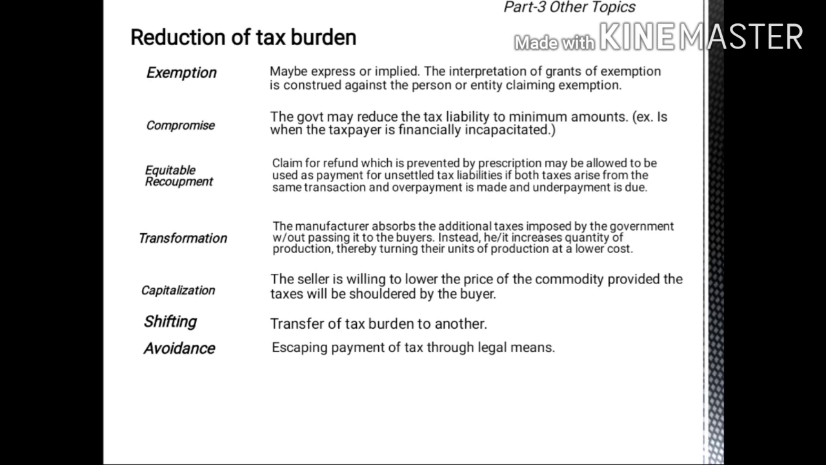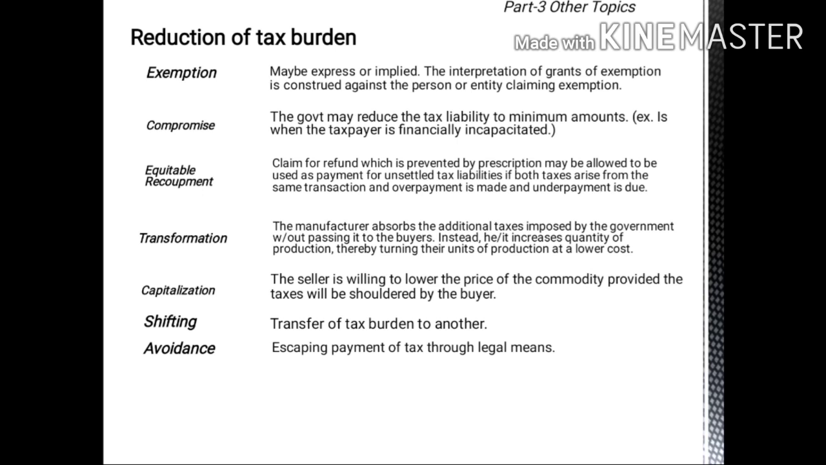Another example is ang estate or ang imong kayamanan. Pag mamatay ka, imong kayamanan, taxa na, your estate. So para gamay ang tax, gamayan nimo imong estate. How do you do that? Ayaw i-append og butang sa imong estate ang mga jewelry na walay evidence of ownership. Mga jewelry or any properties na walay title. Ayaw na i-append para mugamay ang imong estate tax. So tax avoidance na siya.